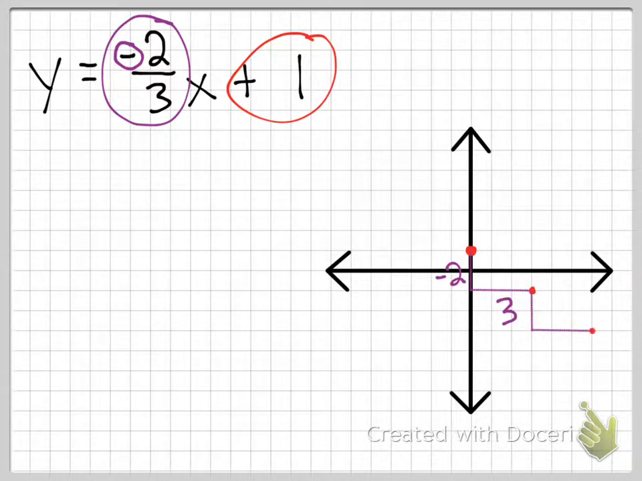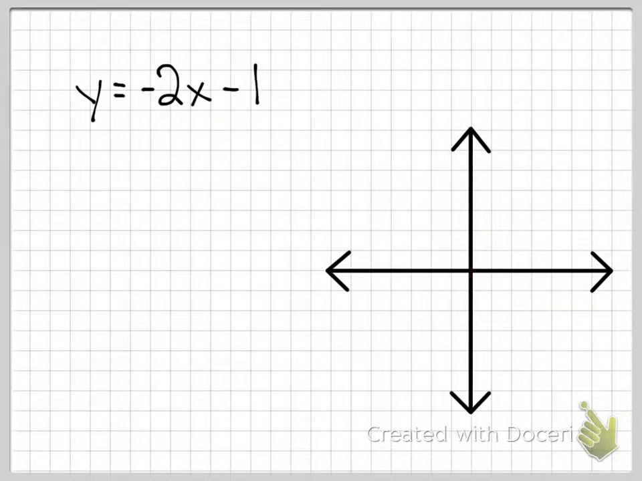And then I can do one more. Again, I just went down 2 and right 3, and then to continue the pattern backwards from my y-axis, I'm going to go up 2 and back 3, and then up 2 and back 3. Now I have my points, I can draw my line, and I am all finished.